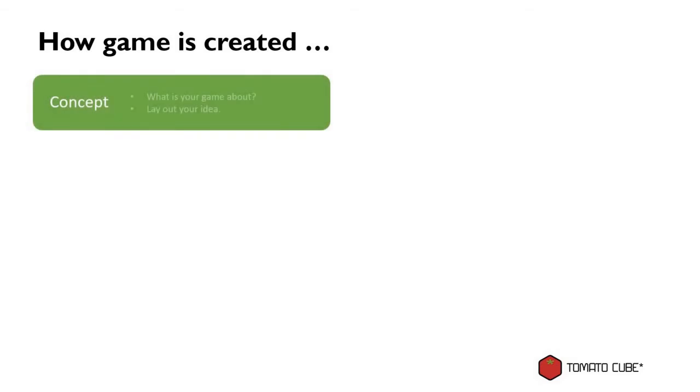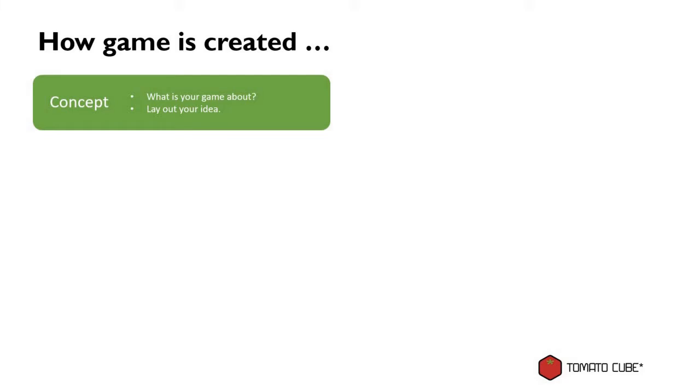Next, let's take a look at how we create a game. There are a couple of steps that we always do when creating a game. The first thing we do is to conceptualize the idea we have, meaning we need to be able to explain what our game is about and write down our idea on a piece of paper. It can be paper or any media, as long as you lay out your idea before you start coding it.